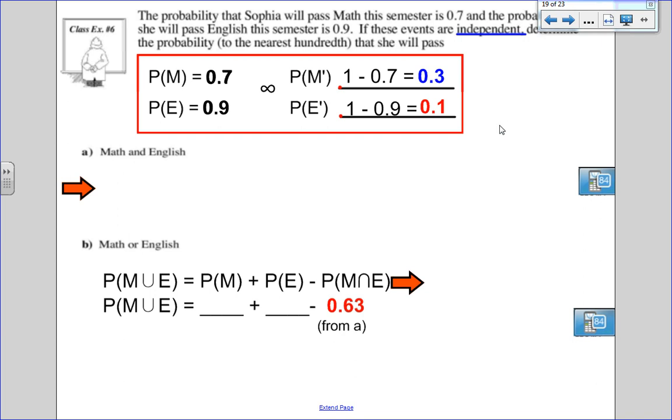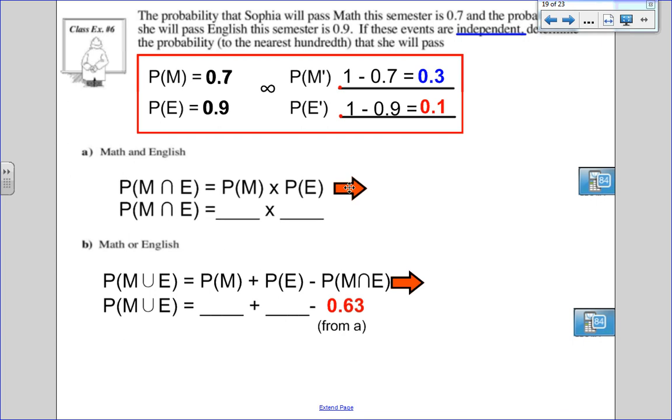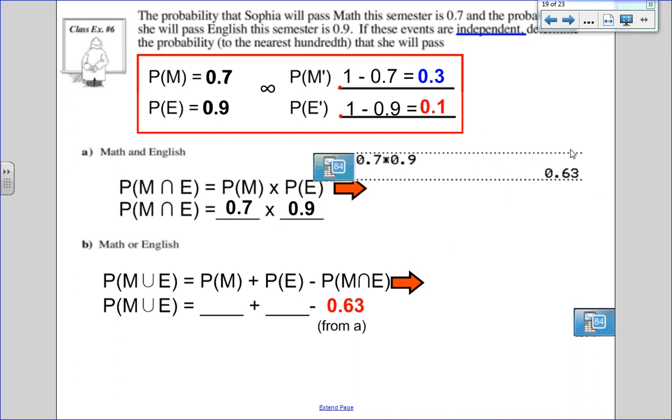So I want to know the probability of her passing both. They are independent events, which means I can just multiply those together. So the probability of passing math times the probability of passing English, multiply those together, and I can see I have a 0.63 or 63% chance of passing both.